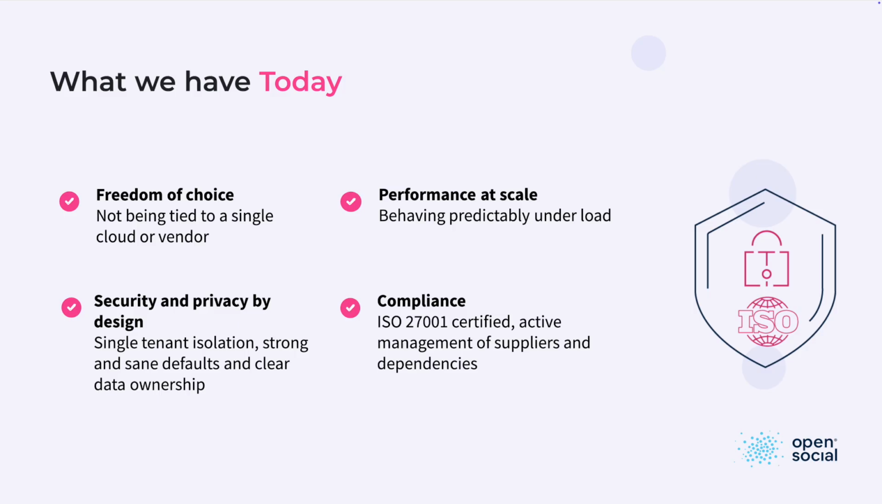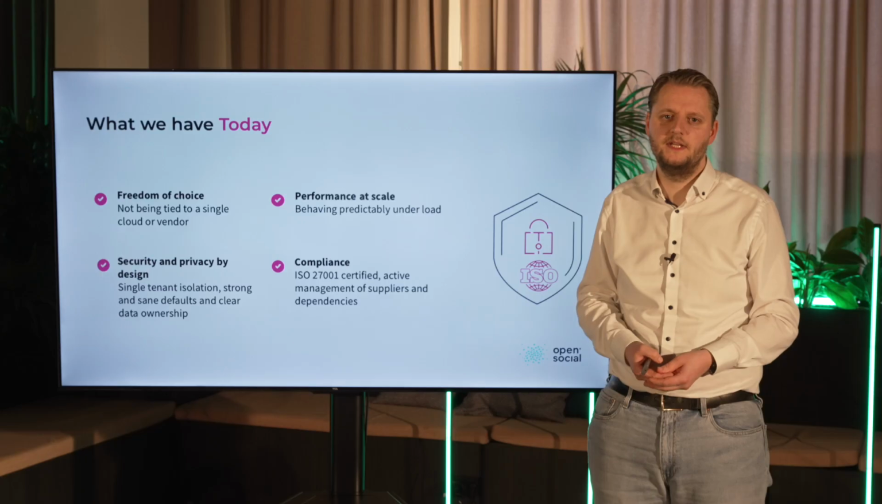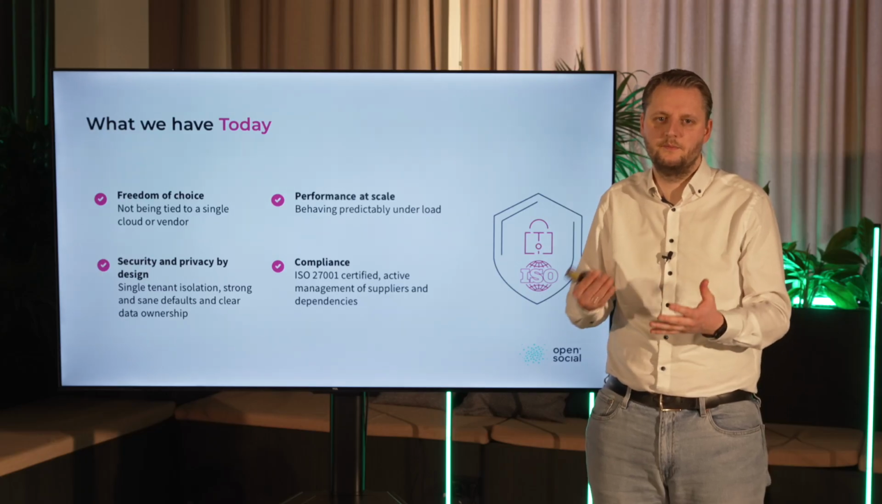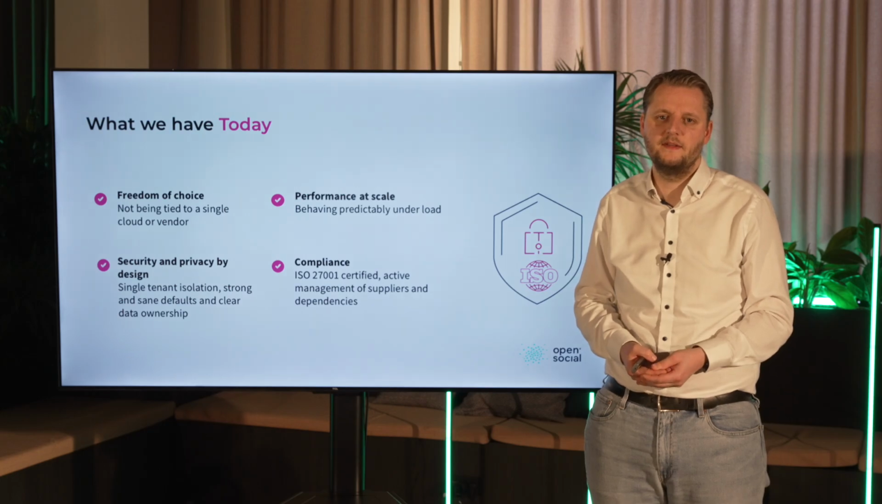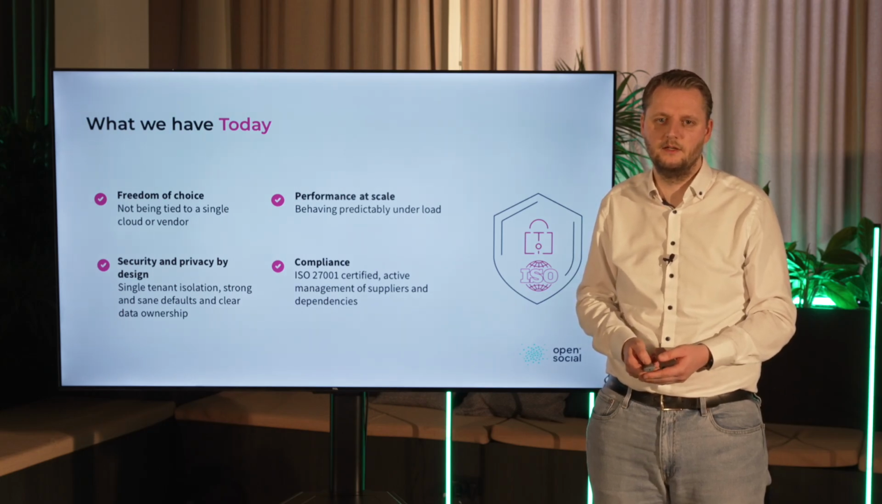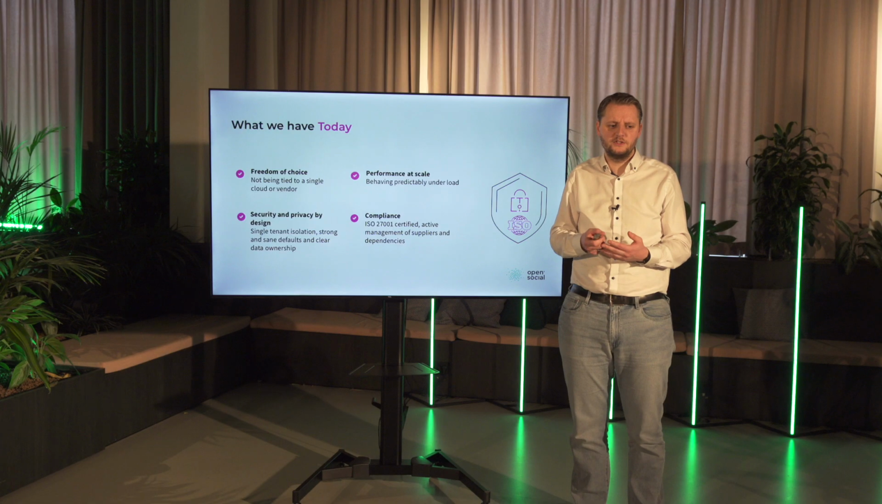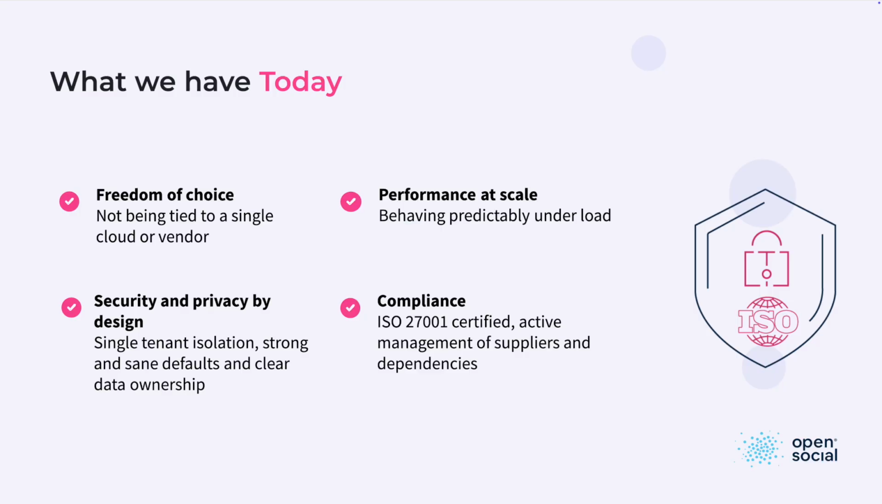Secondly, it's about security and privacy by design. OpenSocial applied these principles from the very start. So we have a strong web application firewall, DDoS protection, hardened defaults, clear tenant isolation, and next to that we have privacy by design with clear controls embedded in the platform to support data protection for you. Further, it's about performance at scale, making sure that even though you have a large, very visible community, performance holds just like you would expect it to.